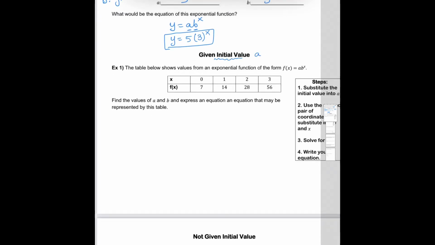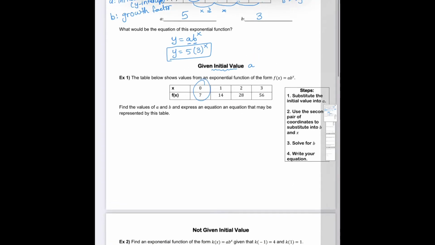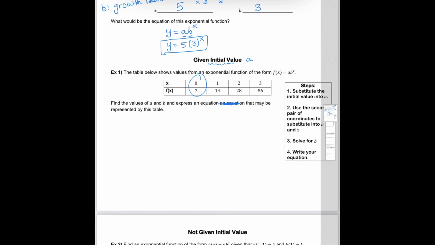Okay, given the initial value. So again, when you see initial, what letter are we talking about? A. How do I know my a? My a is my y-intercept, wherever my x is 0. So even when I'm not looking at this, I see this table, I know my a is 7. How do I know? Because my x is 0. I'm going to say it many times till we all get it. So it says find the values of a and b and express an equation that may be represented for this table. And we'll go over the steps also. You can use the steps, but I always like to do the question, and then you should be able to generate the steps, and those steps should make more sense to you.